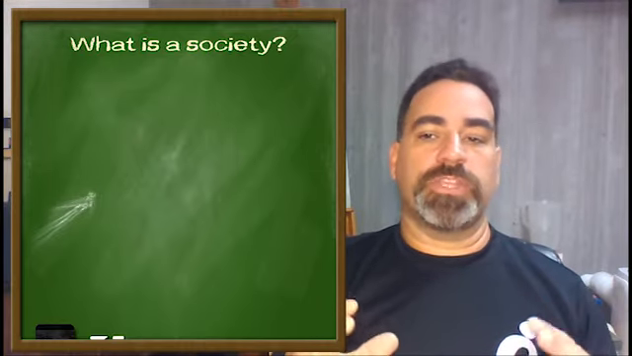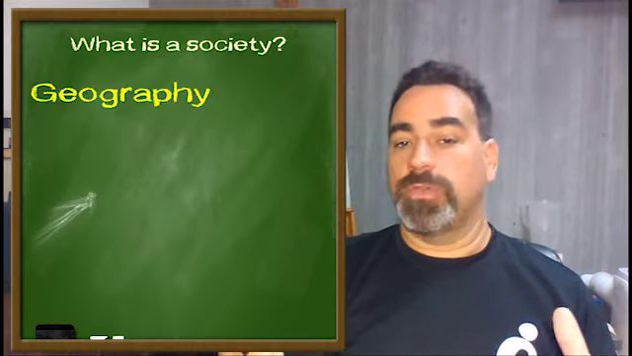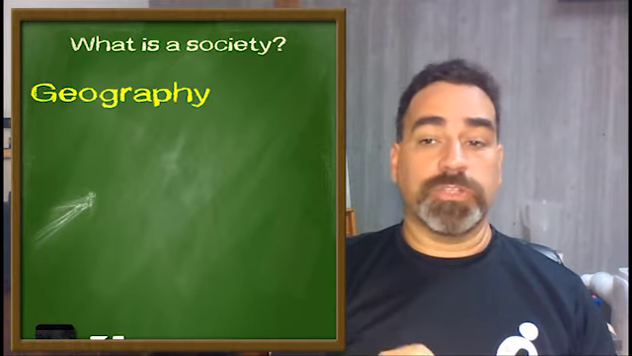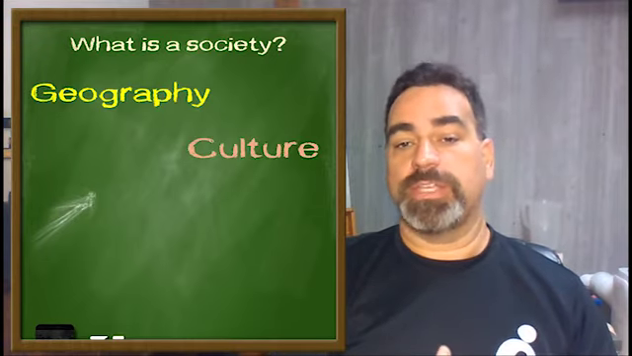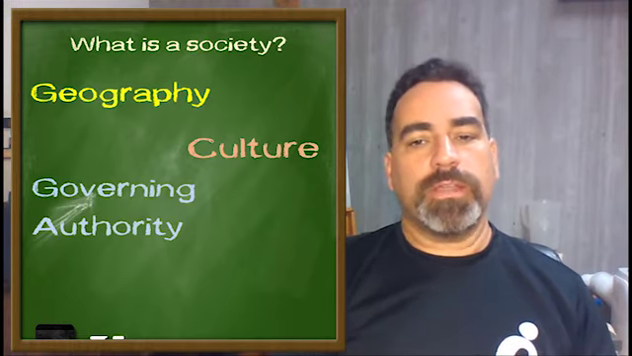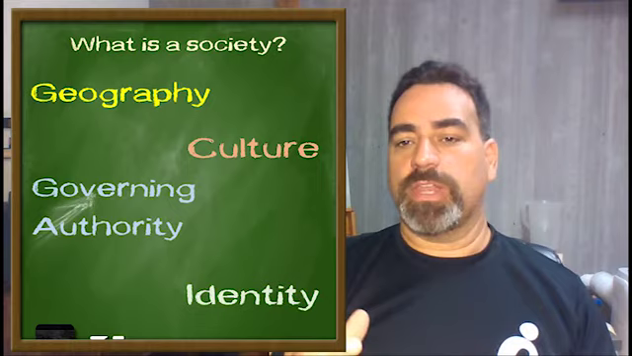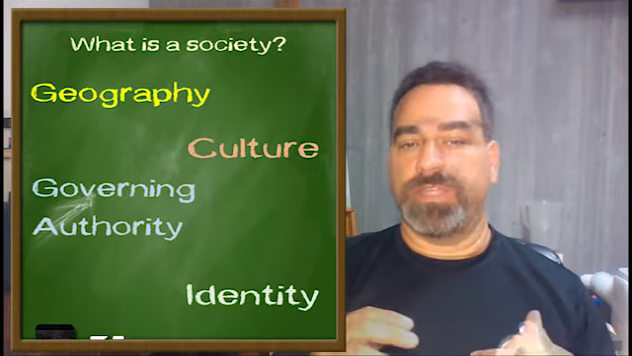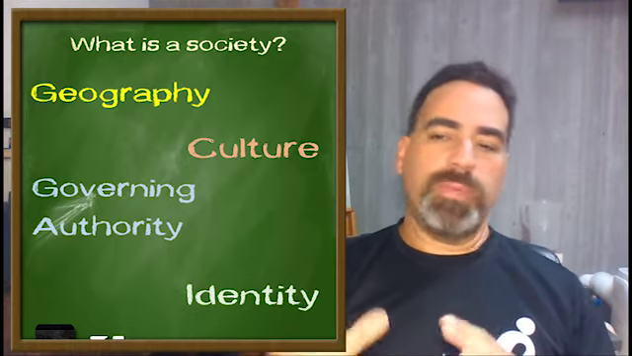All of these definitions reference, for instance, geographical location. Many sociologists also mention culture when discussing society. In many cases, some form of government or authority is important. And also, many sociologists recognize that society overlaps with identity. All of this makes sense. When we imagine something like American society, we often see a map of the United States.